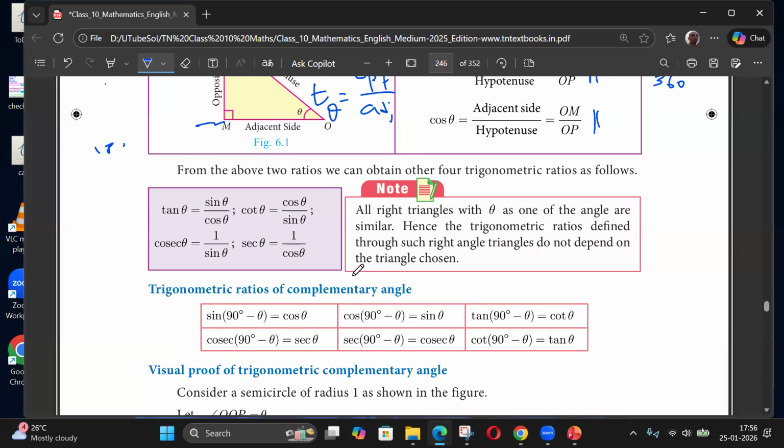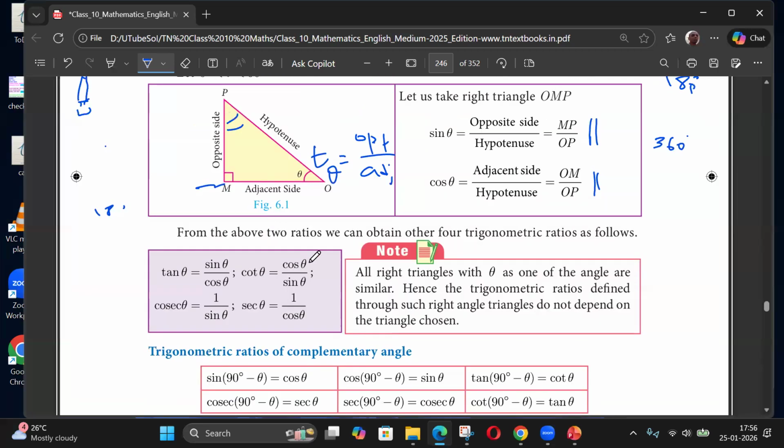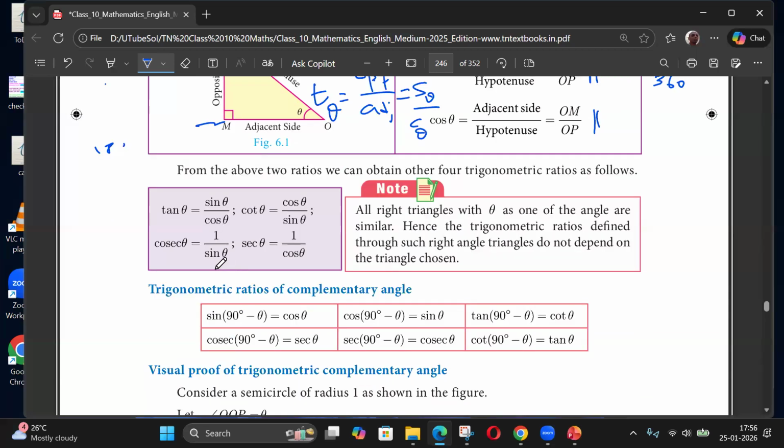Cot theta is the reciprocal of tan theta. Opposite by adjacent can be written as sine theta by cos theta, because the hypotenuse cancels. And cot theta is the reciprocal of tan theta by definition, so it will be cos theta by sine theta. The reciprocal of sine is cosecant. You can remember it like this: when S is there, the reciprocal has C; when C is there, the reciprocal has S. So 1 by cos theta is secant theta.